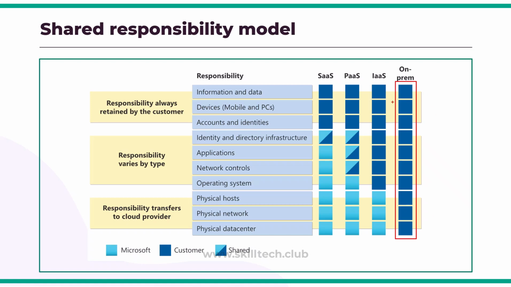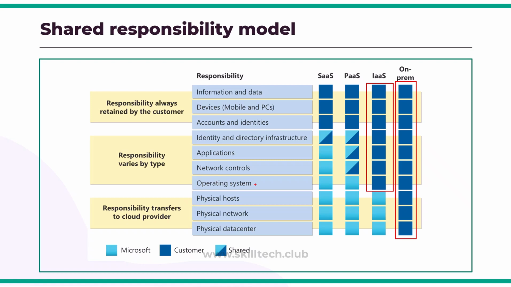When you go to infrastructure as a service of the cloud, they are saying that in this case, you will be able to use all the layers of this infrastructure as a service, which is like you can be responsible for the information and the data which you are storing there, the devices which you are connecting with that, the accounts and identities and subscriptions which you are managing there, the identity and directory infrastructure, the applications which you are deploying there, the network control mechanism, or the operating system.